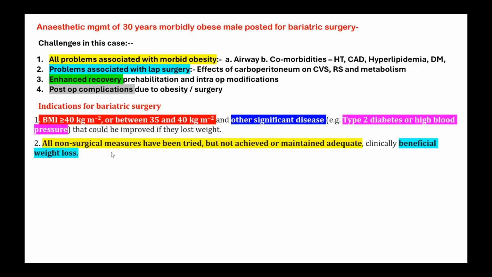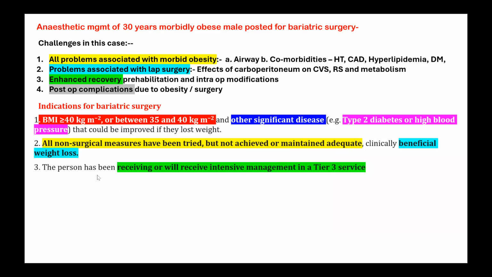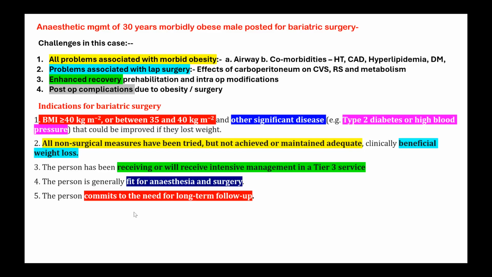The second is that all non-surgical measures have been tried but have not achieved or maintained adequate weight loss, which is beneficial to the patient. The third is that the person has been receiving or will receive intensive management in a Tier 3 service after the procedure. The fourth is that the patient should be fit for anesthesia and surgery. And fifth, the patient should be committed to long-term follow-up also. So these are all the indications or guidelines given by the Bariatric Society.